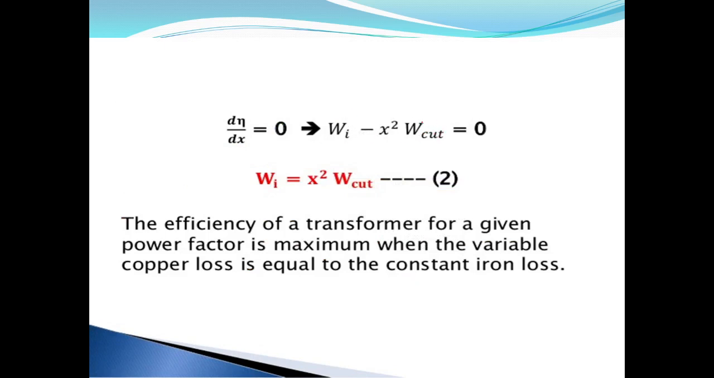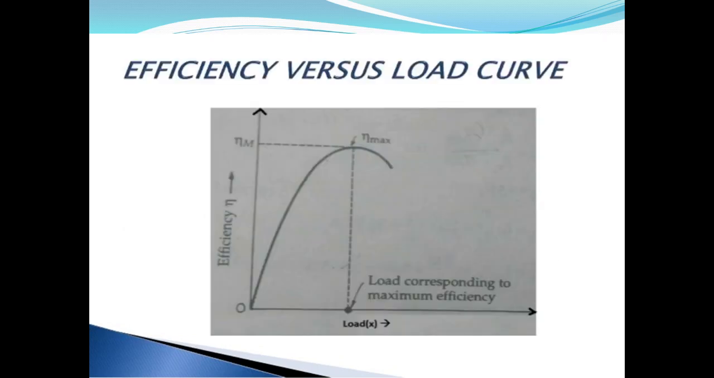This is the copper losses, this is the iron losses. Equating this equation to 0, Wi, that is the iron losses, is equal to the fraction of the load square into the copper losses. So this is the condition for maximum efficiency in the transformer. Please remember, it is a very important relationship in transformer efficiency. The efficiency of the transformer for a given power factor is maximum when the variable copper loss is equal to the constant iron losses. This is the condition for the occurrence of maximum efficiency in the transformer.